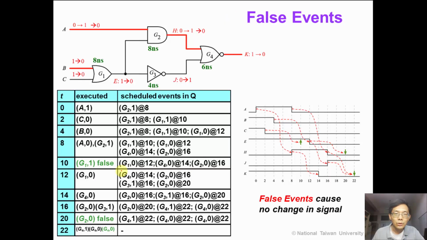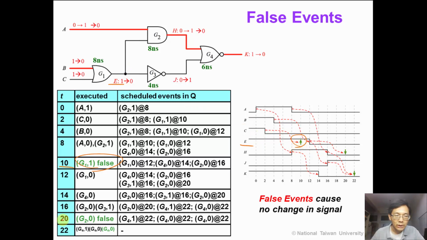Now, if you look at this result very carefully, you will observe a few interesting things. At time 10, G1 is supposed to rise to 1, but actually signal E is already 1, so there is nothing to rise.